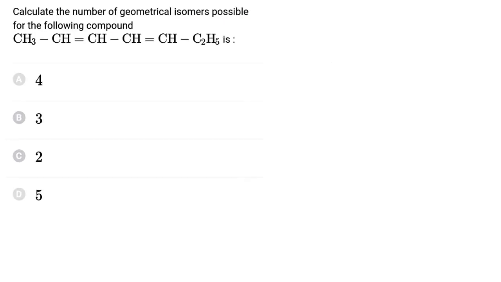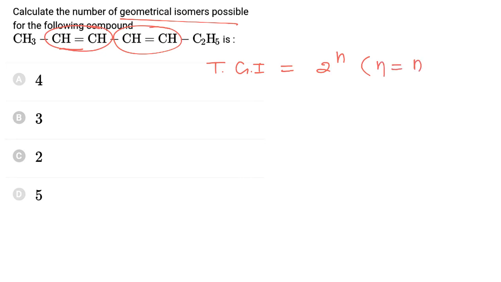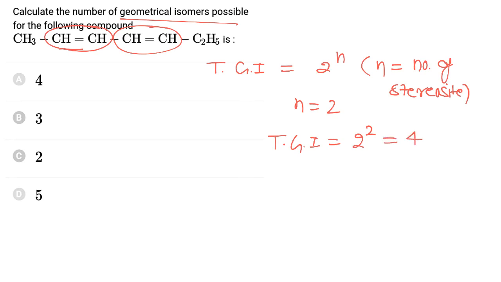In this question we have to find the total number of geometrical isomers possible for this compound. Now this molecule has two stereosites around which geometrical isomerism is observed, and this molecule is unsymmetrical. For any unsymmetrical molecule, the total number of geometrical isomers is equal to 2 raised to power n, where n is equal to the number of stereosites where geometrical isomerism is observed. So here n is equal to 2, two stereosites are present. So total geometrical isomers 2 raised to power 2. So total 4 isomers are possible, and hence the correct answer is A.